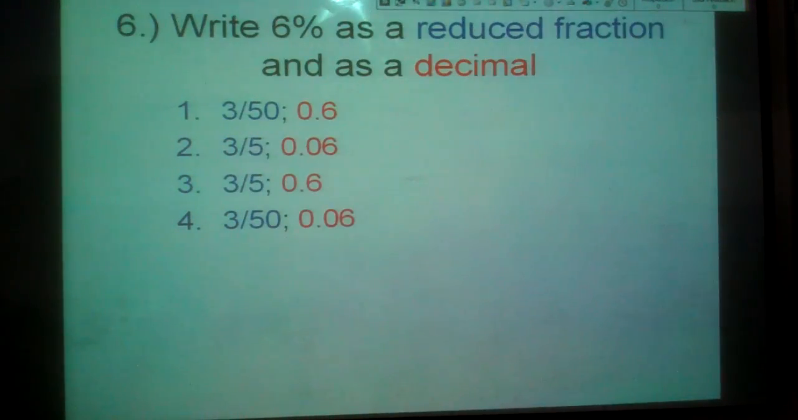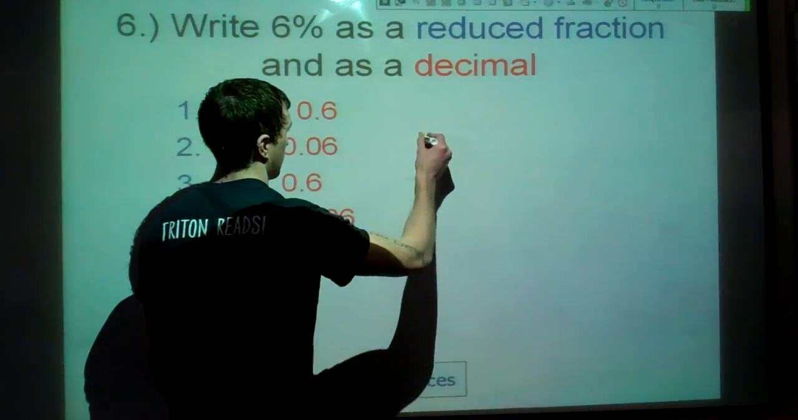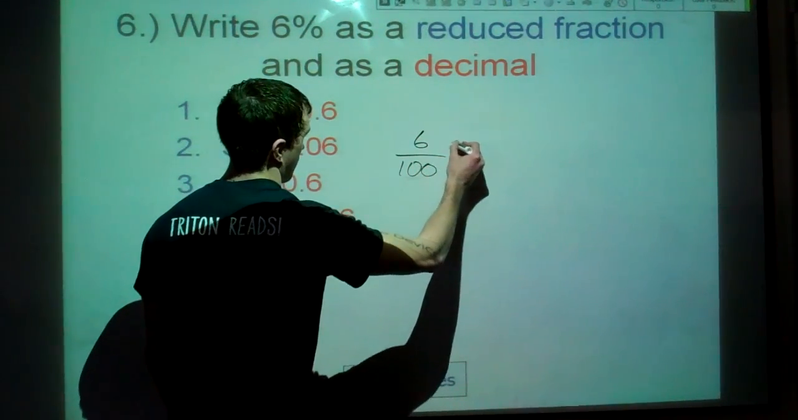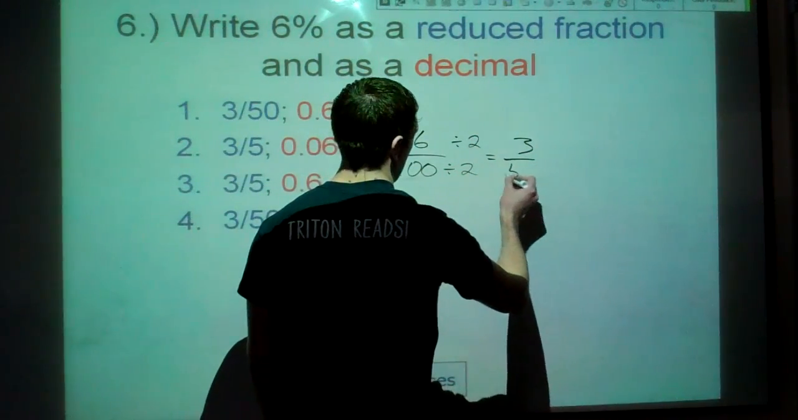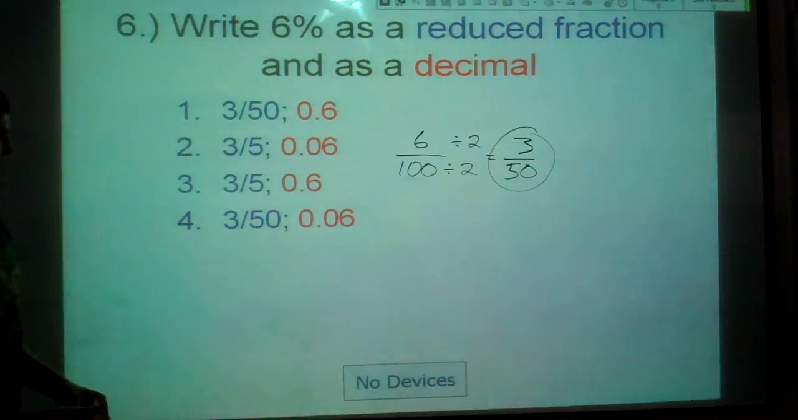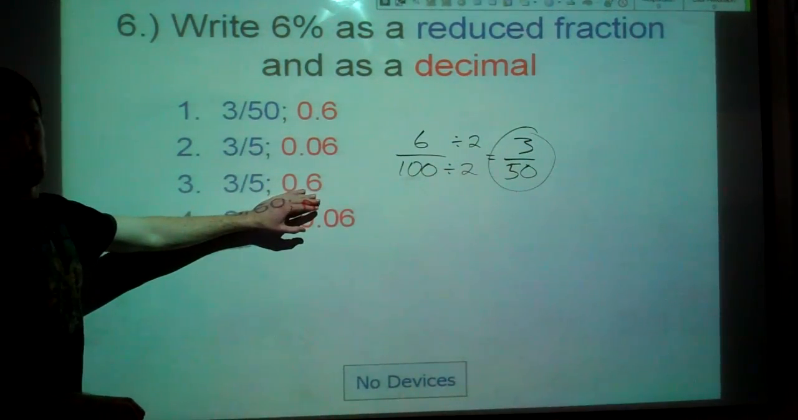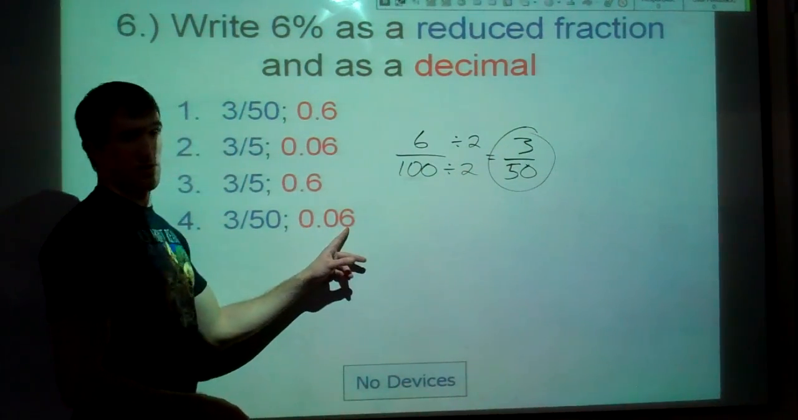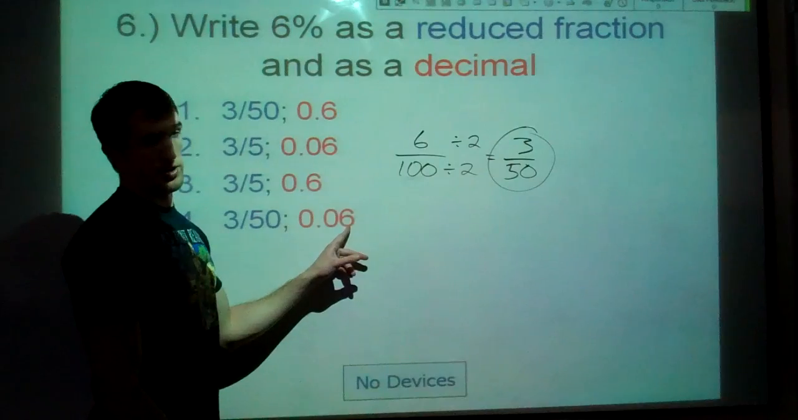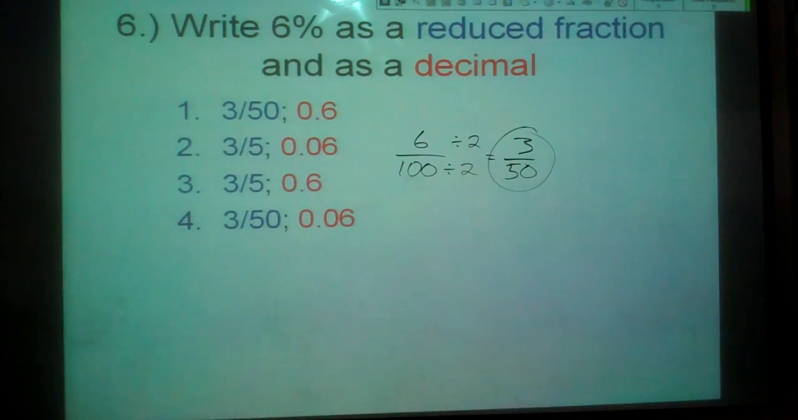Number 6. Write 6% as a reduced fraction and as a decimal. Big thing to remember here, percents are out of 100. So 6 out of 100 reduces, divided by 2, to 3/50. So your fraction is 3/50. And 0.6 represents 60%. 0.06 is 6%, so 6/100ths. Another way to say that: this is in the 100th place, 6 over 100. They relate to each other. So we should be at number 4 for this one.